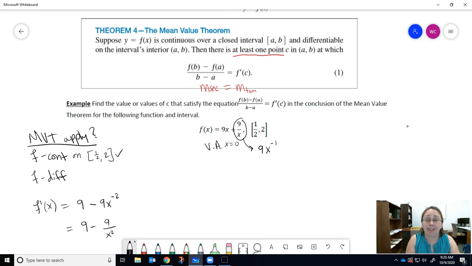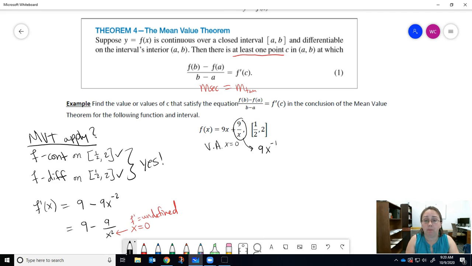Is this derivative defined over our interval? The only point where this derivative would have an issue is when it's undefined. When this denominator equals 0, the f prime is undefined. But that is not in our interval. So f is differentiable on our interval. Not everywhere, but on our interval, we're good. So the mean value theorem does apply.